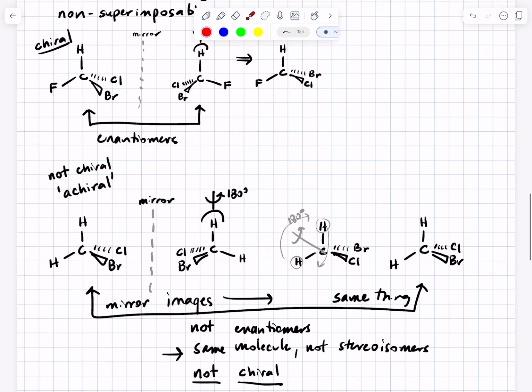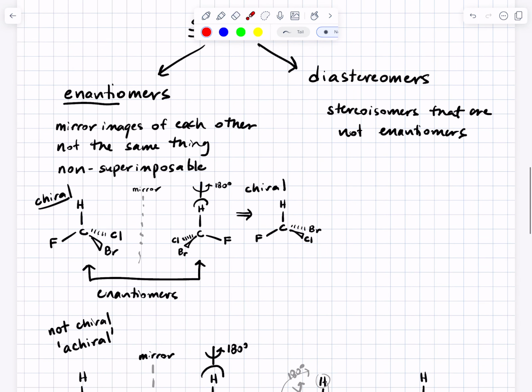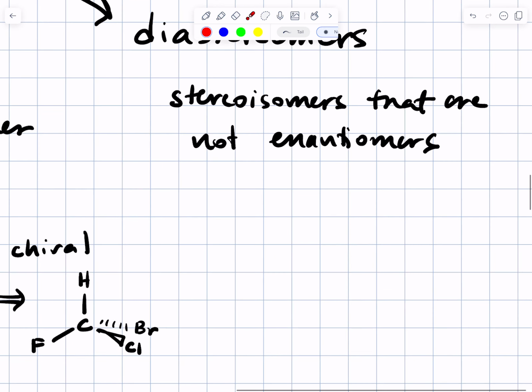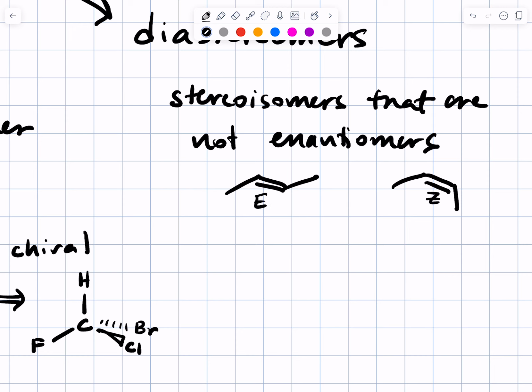Okay, so let's talk about what diastereomers means. We use this as a catch-all for any stereoisomers that are not enantiomers. So let me give you a few examples of diastereomers. You've actually seen some before, though we didn't necessarily call it that. E and Z isomers about double bonds are diastereomers. Not mirror images, but are stereoisomers.